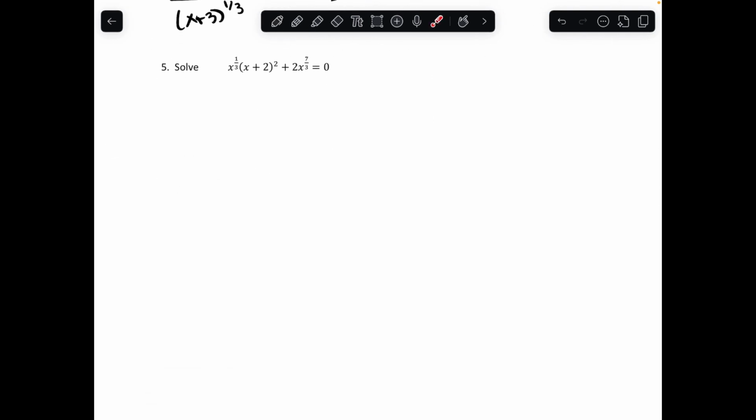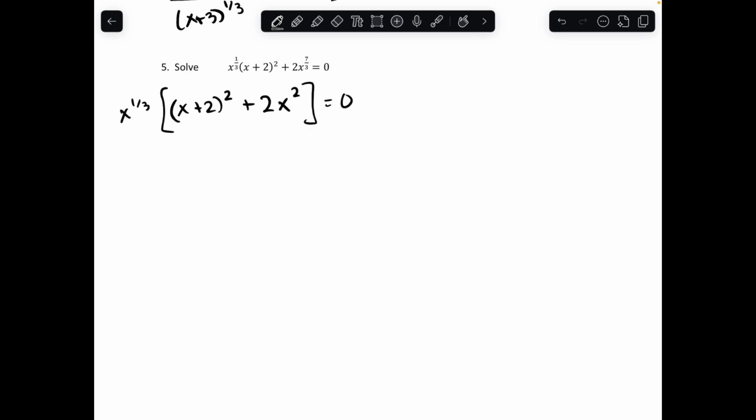From here, I can see that there is an x to the 1/3, and I also have an x to the 7/3. Now, because they both kind of have this thirds property, let's go ahead and factor x to the 1/3 out. If I do, this is going to become x to the 1/3 power times x plus 2 quantity squared plus 2 times x squared.